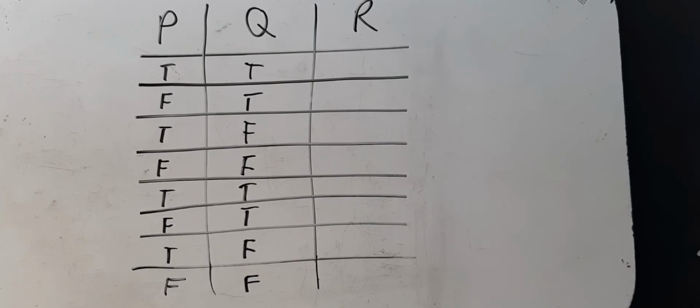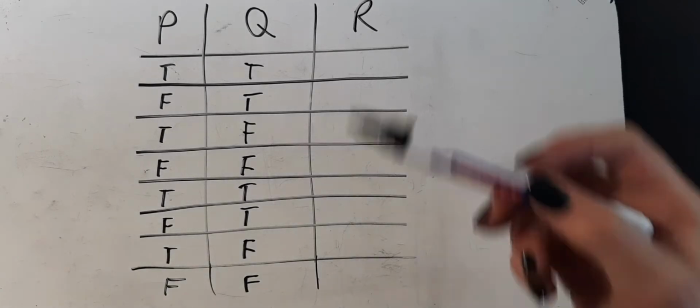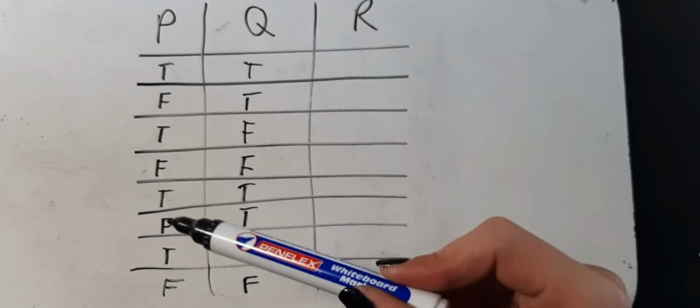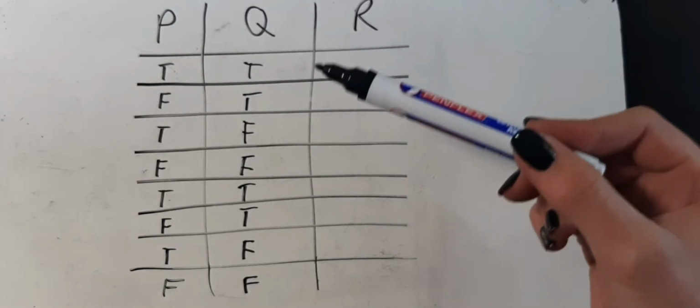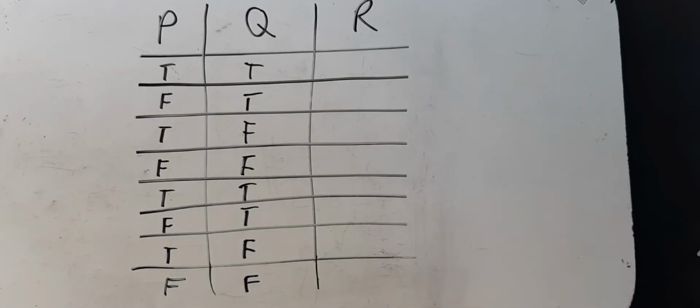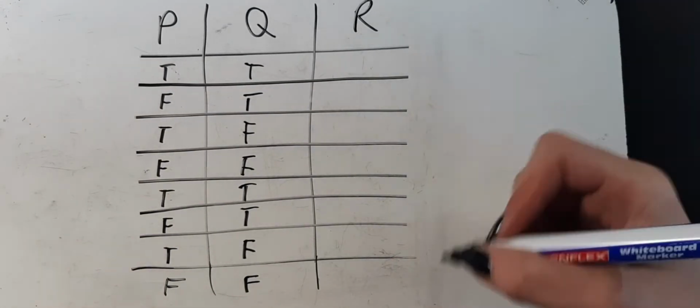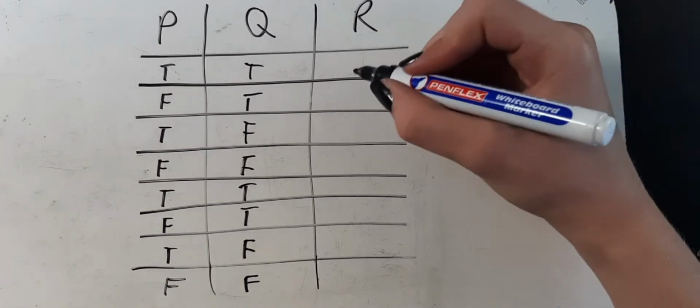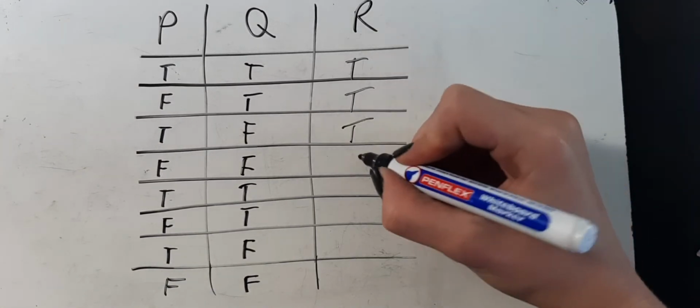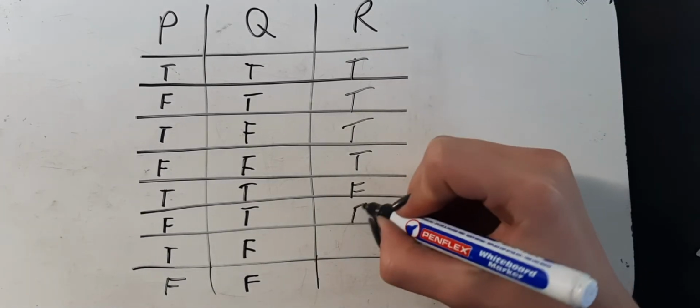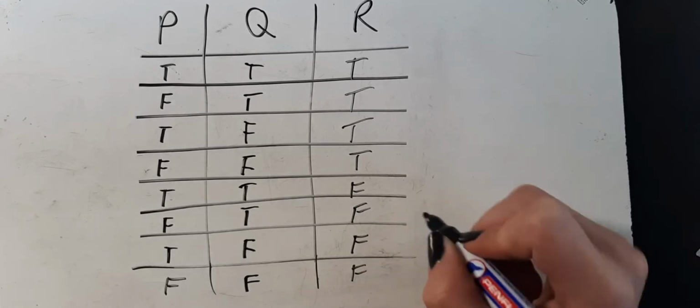If we have another variable R, we will have to double our truth table in size. So now where we have alternating true, false, true, false, true, false for P, and for Q we doubled up. So we have true, true, false, false, true, true, false, false. Now for R we will double up again. So we have true, true, true, and true, and then false, false, false, and false.